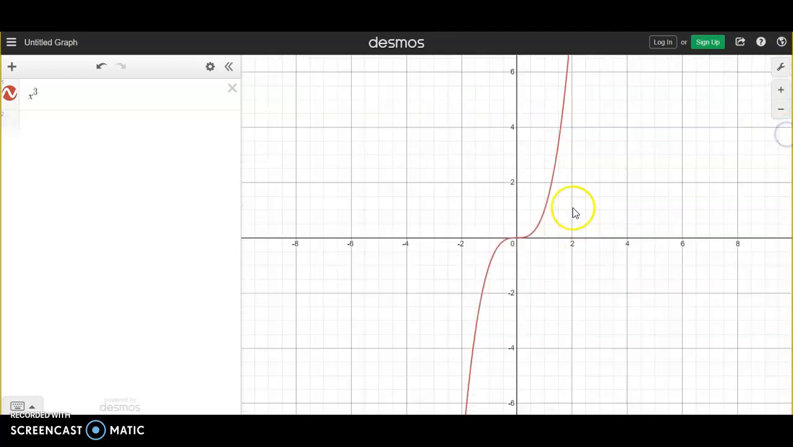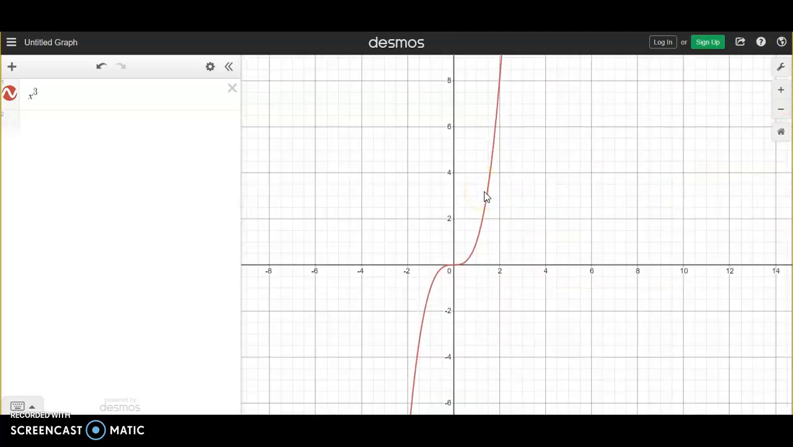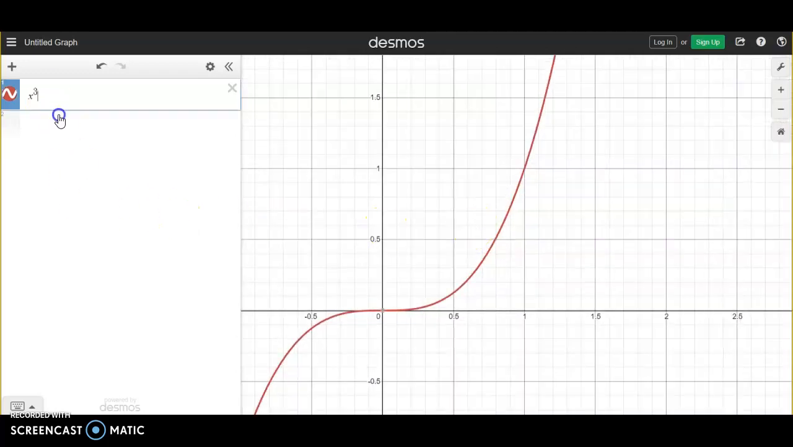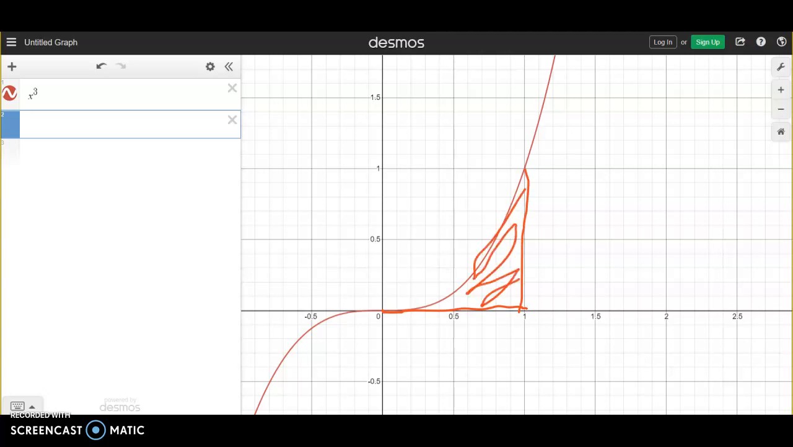So this is our graph, and so we're going to scroll in here. So our interval ranges from 0 to 1. So we're going to estimate this area below the curve. It's some sloppy drawing, I know. Okay, so first things first, we're going to go back to the problem real quick.